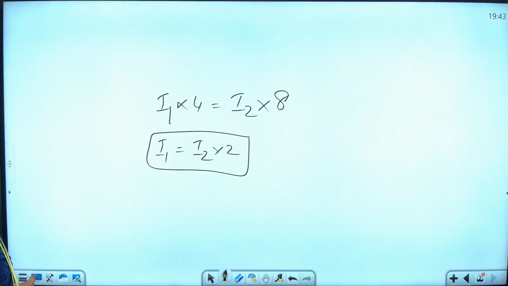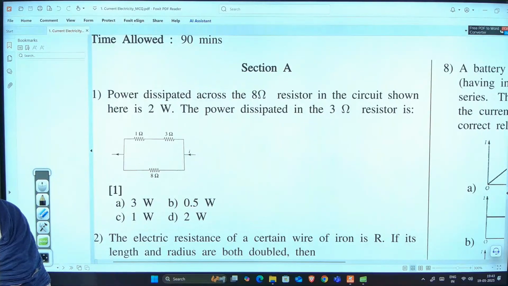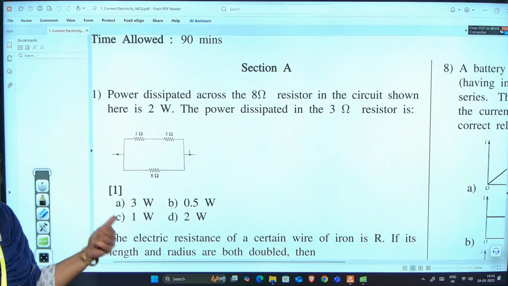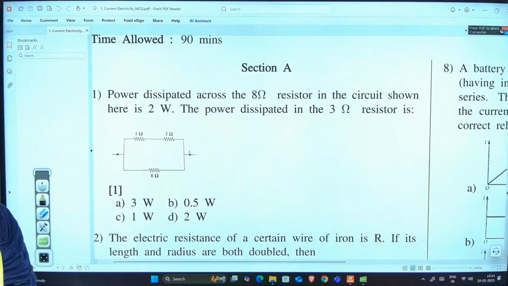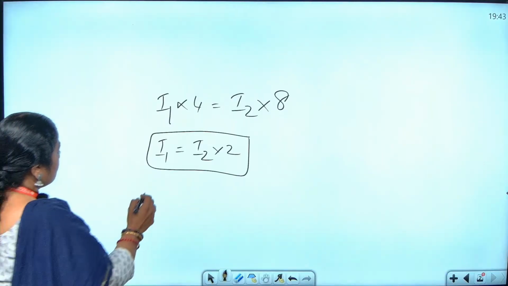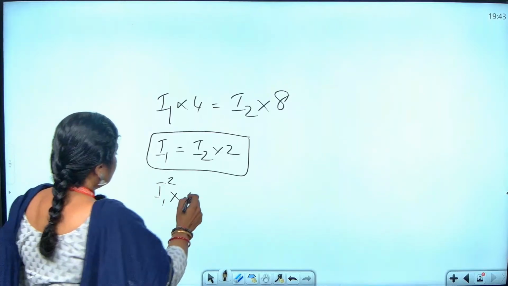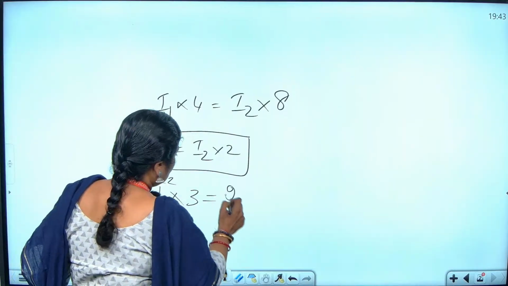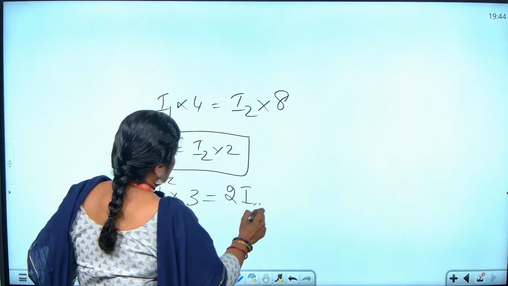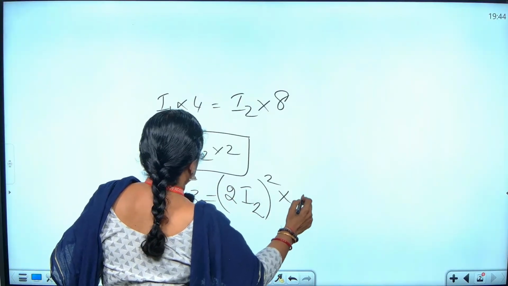Now you require the power across which resistance? 3. P is equal to I square R. So I1 square into the resistance whichever they have asked. What is the value of I1? I1 square into the resistance 3, but that is equal to 2 into I2, the whole square into 3.